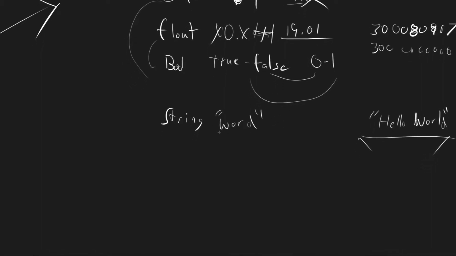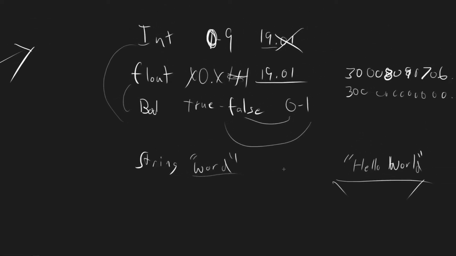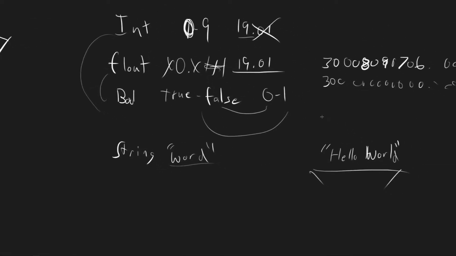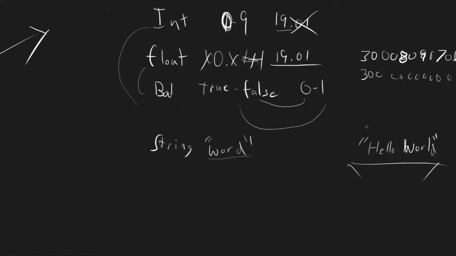But in the visual representation, we have it as words. And so those can be useful for storing words or storing strings of characters together, which is where the name string comes from, which is very, very useful. And you can use this in a lot of creative ways.